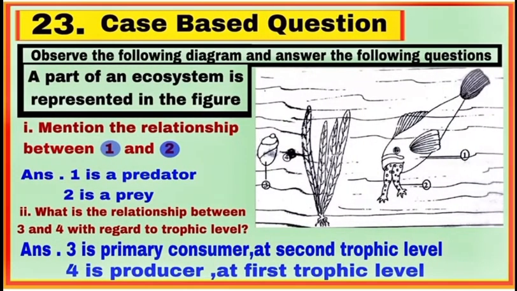Question 23 is case based. A part of an ecosystem is represented in the figure. Note, number 1 in the figure is a predator fish, number 2 is a prey, a frog, number 3 is a snail, a herbivore, and number 4 is an aquatic plant, a producer. Now do part 1 and part 2 of the question.